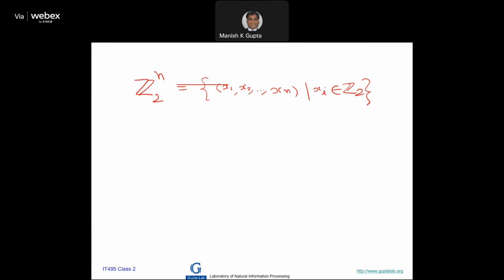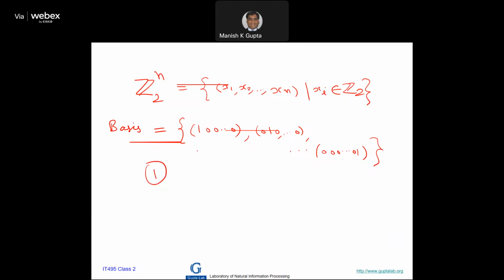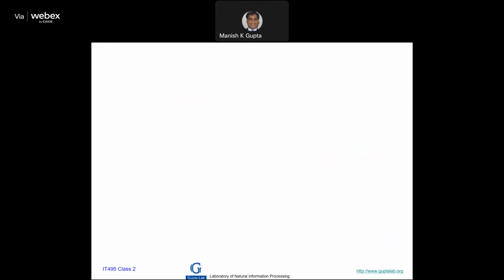Now, I have to find a basis. A set of vectors here will be a basis, like 1, 0, 0, ..., 0; 0, 1, 0, ..., 0; and so on. These are n vectors. They act as a basis because there are two conditions. Number one, all these vectors are linearly independent. This property is true.